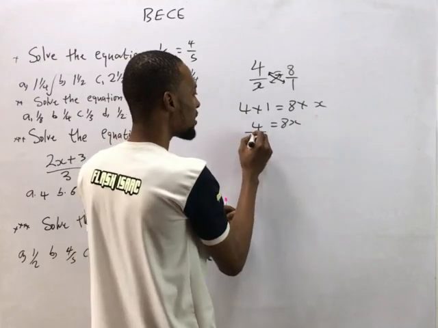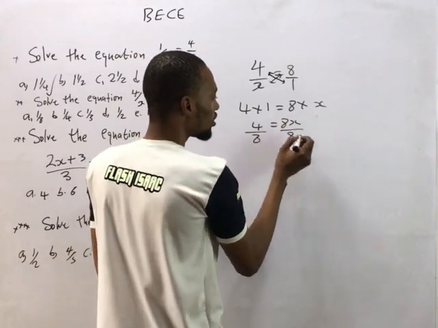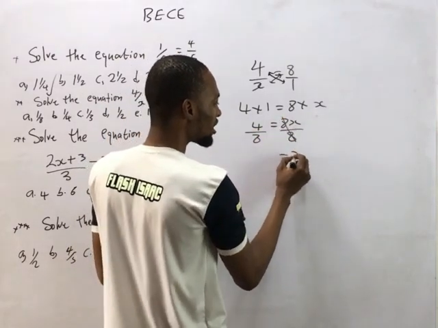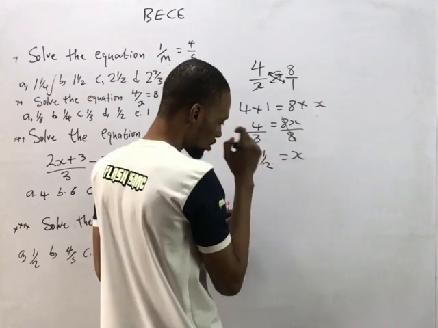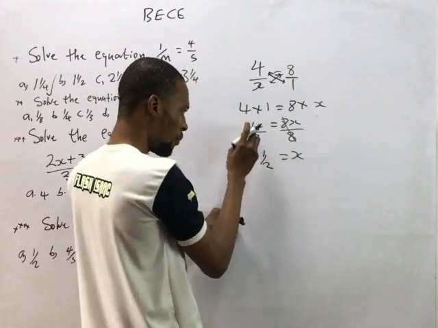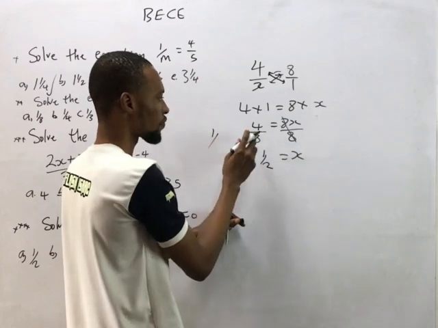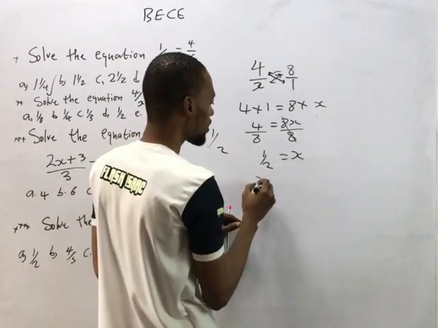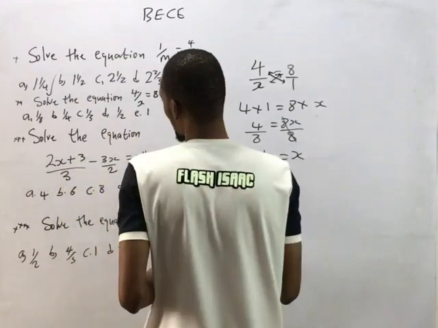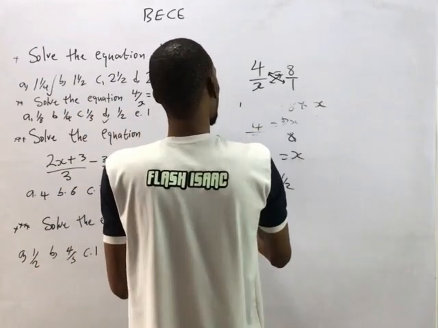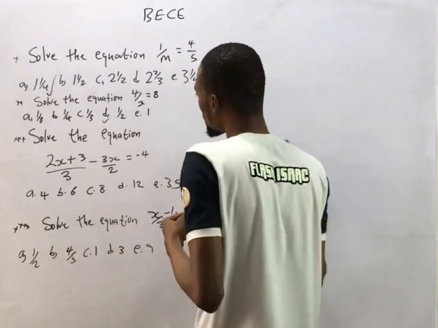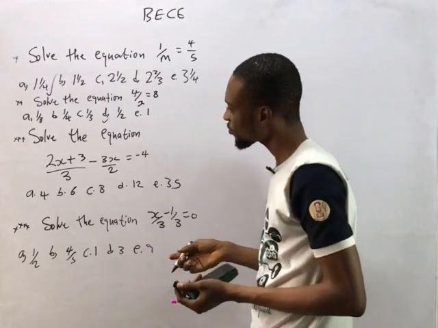So let's divide both sides by 8. This divided by this, that means we are left with only s here. 4 divided by 8 is simply 1 over 2, because 4 divided by 4 is 1 and 8 divided by 4 is 2. So s equals 1 over 2. So that's option D. So you can see that equations in BECE are not that difficult.